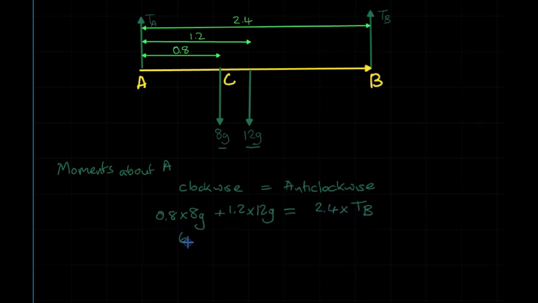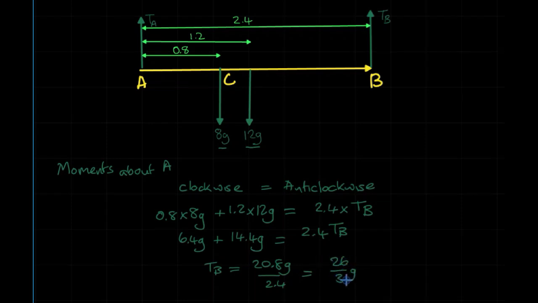Let's work those out. It's 6.4G plus 14.4G, and that must equal 2.4 times the tension at B. So the tension at B is equal to 20.8G over 2.4, which if you use a calculator comes out as 26 over 3 G. And if you want to work that out, it's 84.9 newtons. And I've taken G to be 9.8 meters per second squared. But the paper may tell you to use 10 meters per second squared. Do be careful about that.